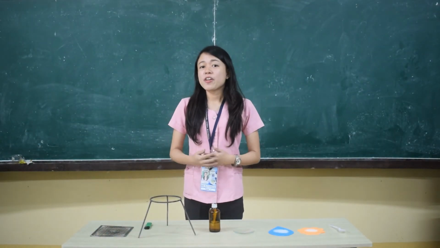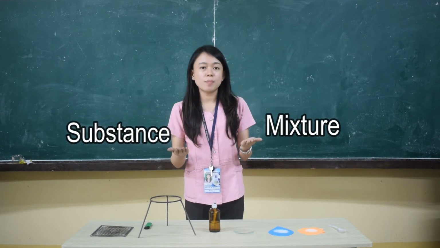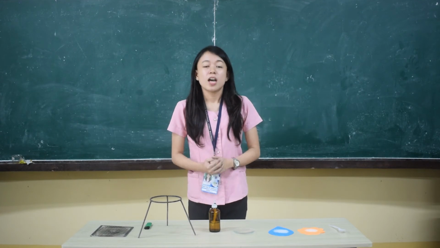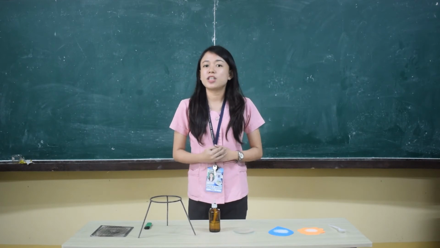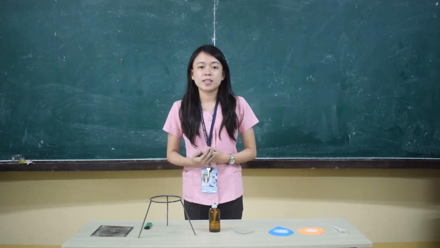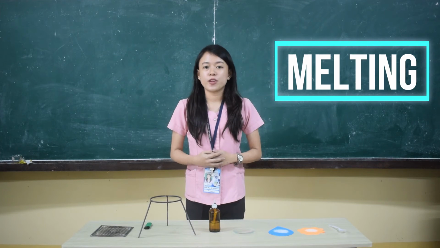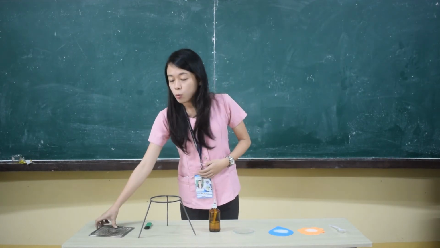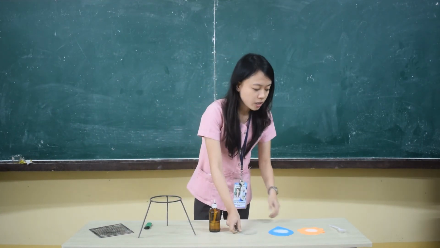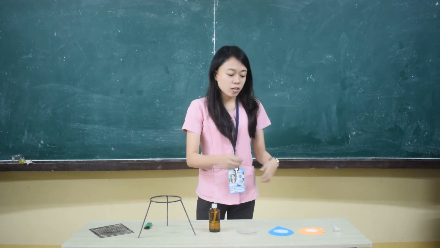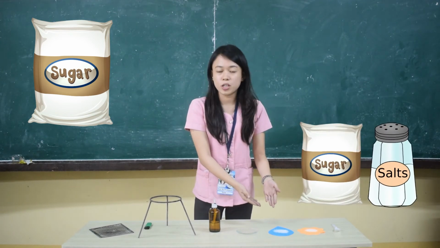Now, kids, there are instances that it is difficult to identify which is a mixture and which is a substance by just merely looking. In this activity entitled Looks Can Be Deceiving, we are going to identify the difference between mixture and substance in another property called melting. The materials that we will be needing for this activity are the following. We have a wire gauze, tripod, alcohol lamp, watch glass, a spoon, and then we need sugar for the substance and a mixture of sugar and salt for the mixture.